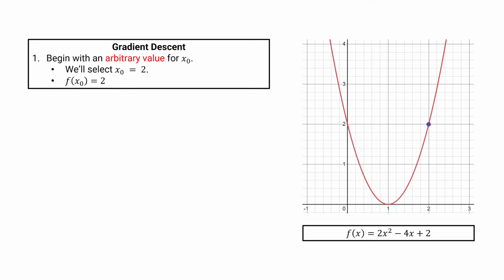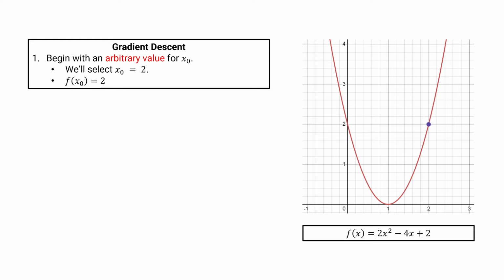The way gradient descent works is we start by guessing, if you will, or picking an arbitrary value to start our journey. In this case, I decided to pick our initial value to be x0 equal to 2. I plug it into my function, f of 2, and I find out that's also 2, so we have the point (2, 2). If we're lucky, that might have been the minimum. We can see on our graph that's not the case here.